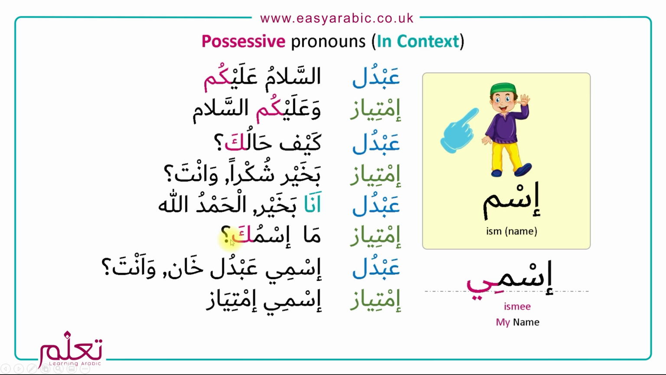Okay, Abdul says ismi, my name. Ism is name, my name is Abdul Khan. Wa anta, and yours. Then Imtiaz says ismi Imtiaz, my name is Imtiaz. Again, the verb is implied because there is no is or are in the Arabic language. So here we'll start to do more of these as we go through a lot of the lessons, to see how the personal and possessive pronouns get used within the conversation.